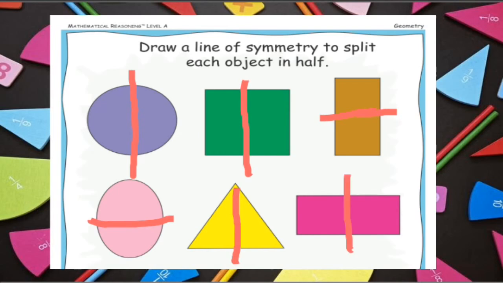You like line of symmetry? Yeah, it makes objects to be symmetric. That means it divides objects into two equal parts or two equal halves. Okay, that will be good.